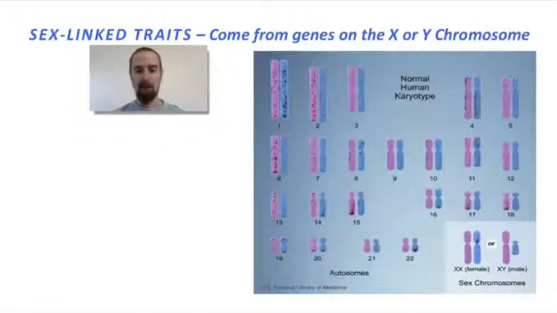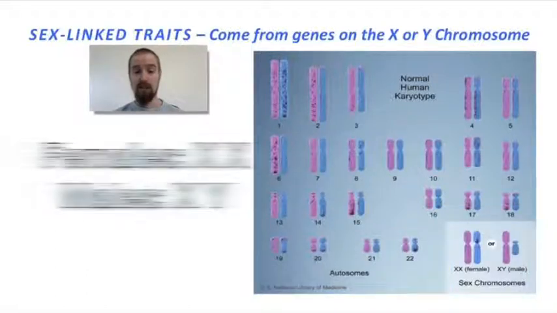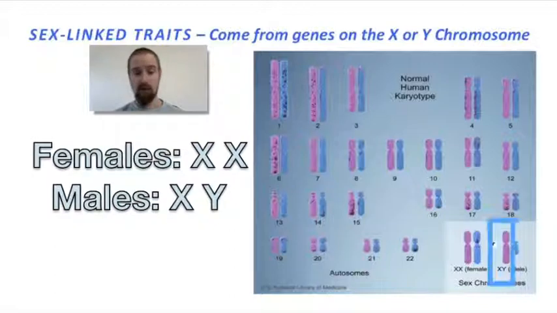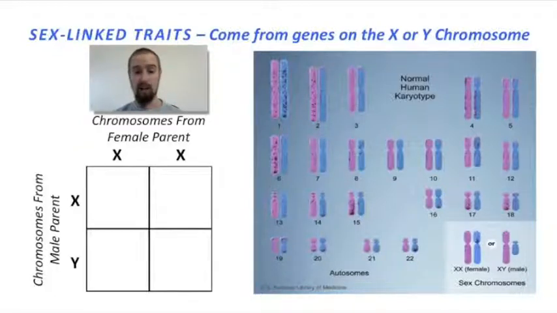Like many of our physical traits, our sex, whether we are biologically male or female, is determined by our genes. Specifically, our sex is determined by genes found on these two chromosomes, the X and the Y chromosomes. Females have two X chromosomes, while males have an X and a Y chromosome. Based on this configuration of chromosomes, we can use a Punnett square to help us understand why males and females are born in roughly equal numbers.